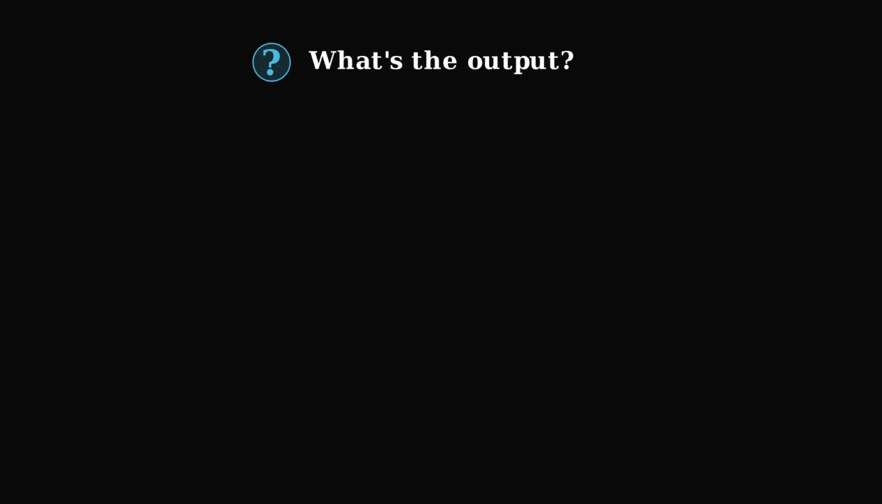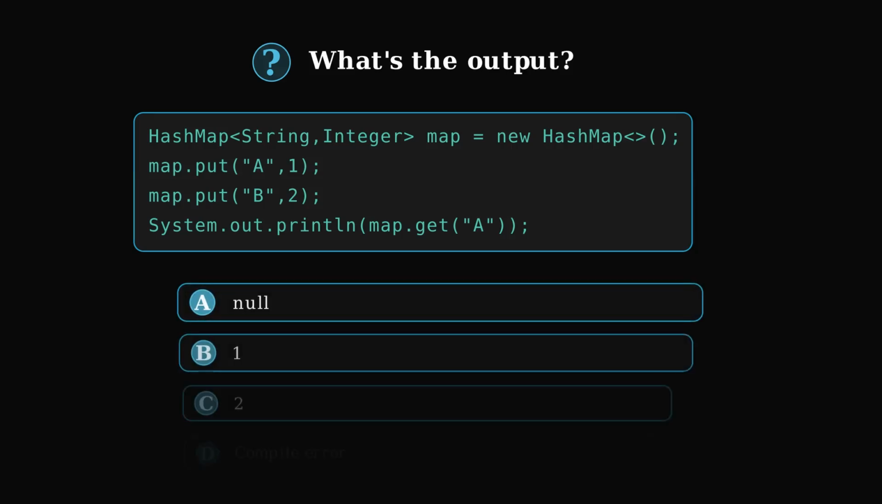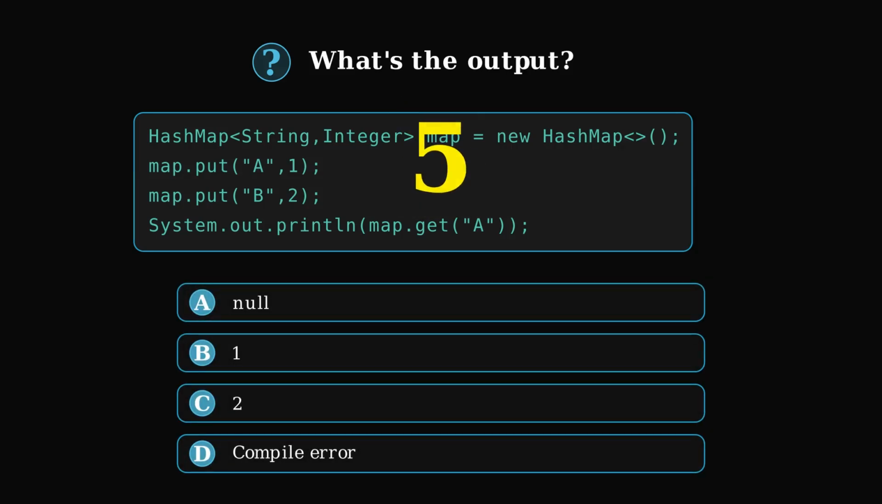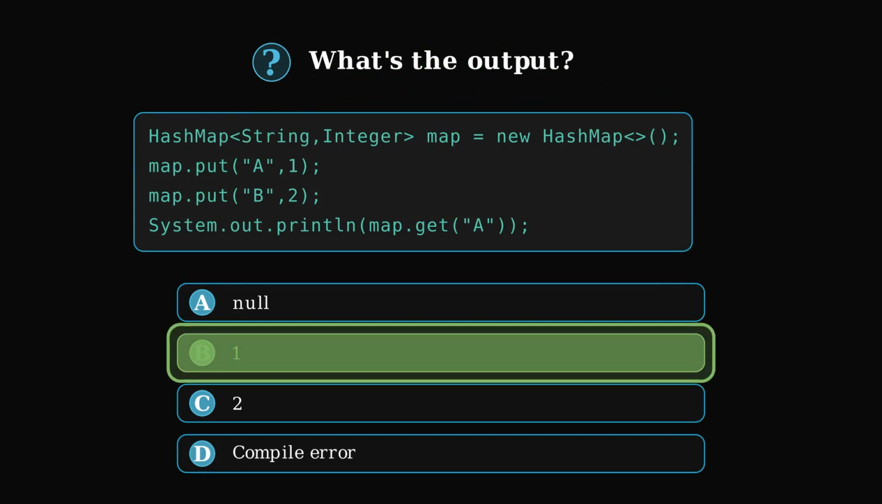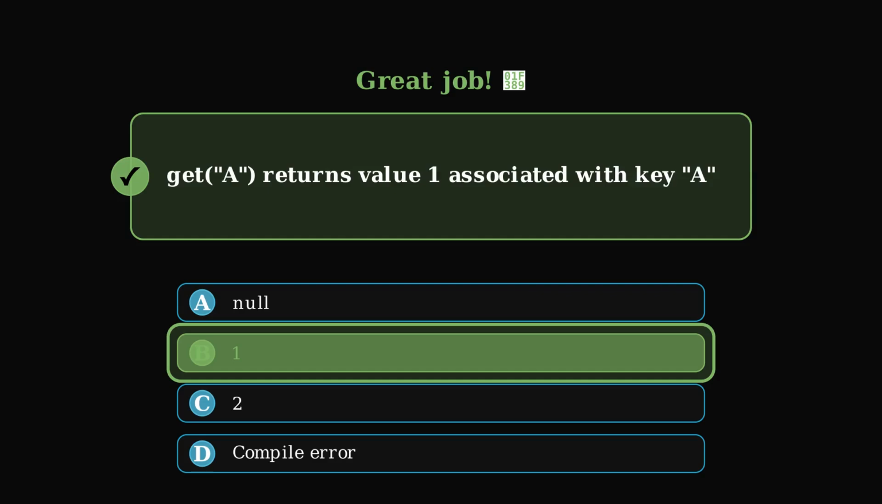What's the output? Which one is correct? The correct answer is get(A) returns value 1 associated with key A.